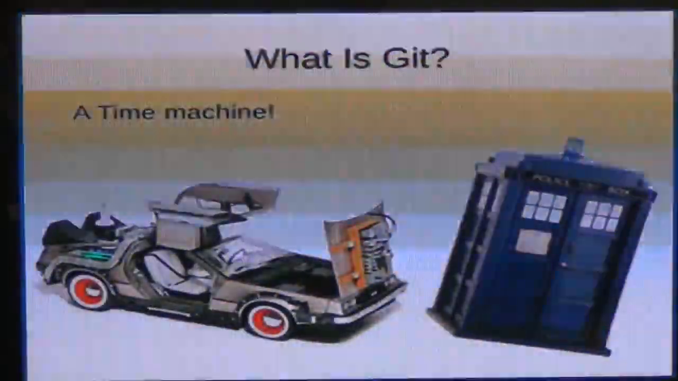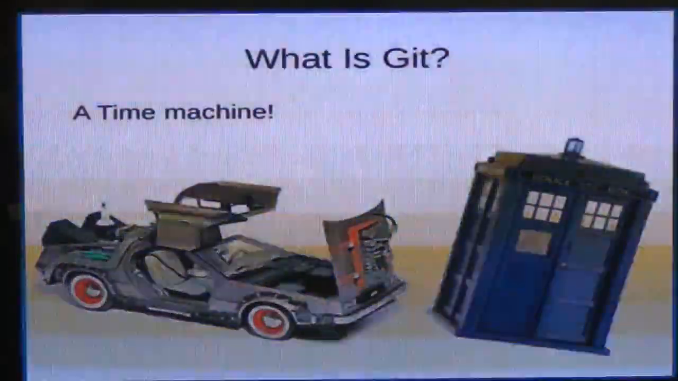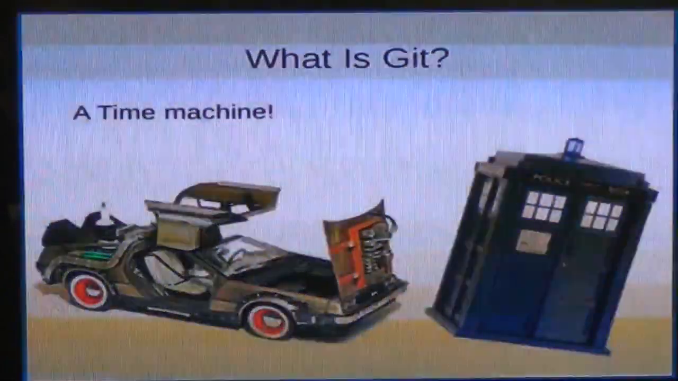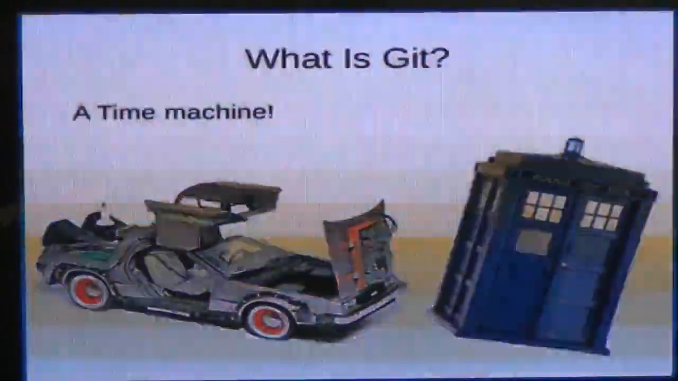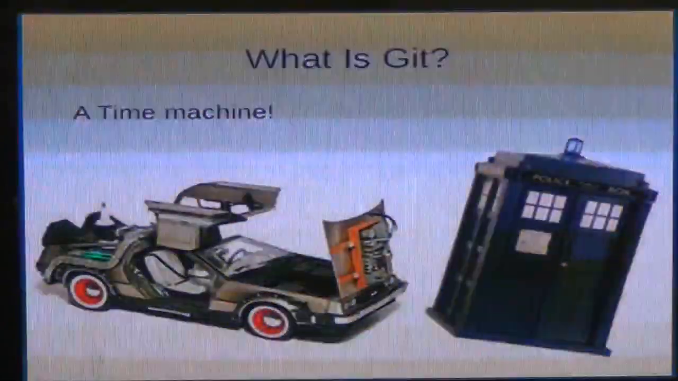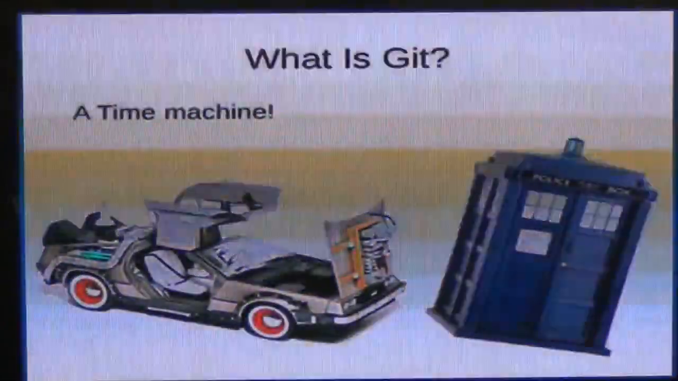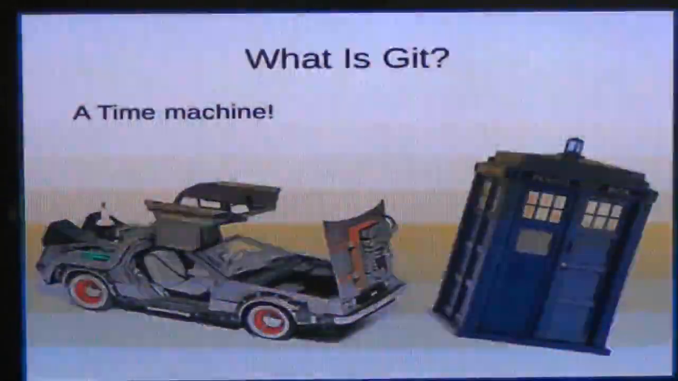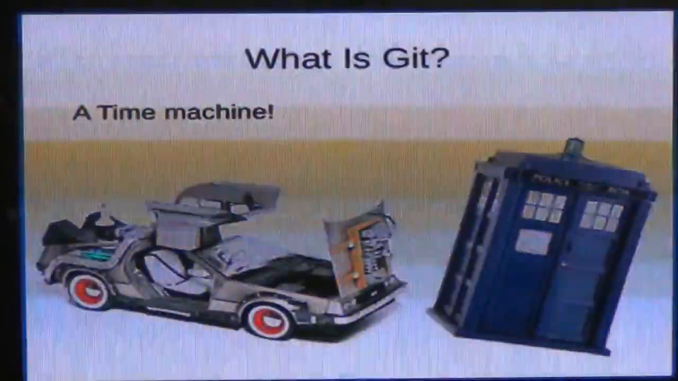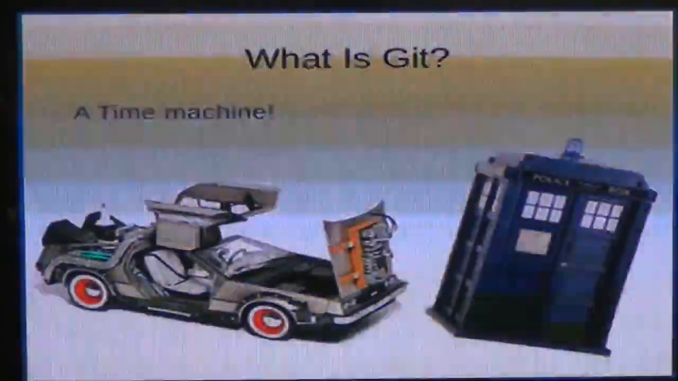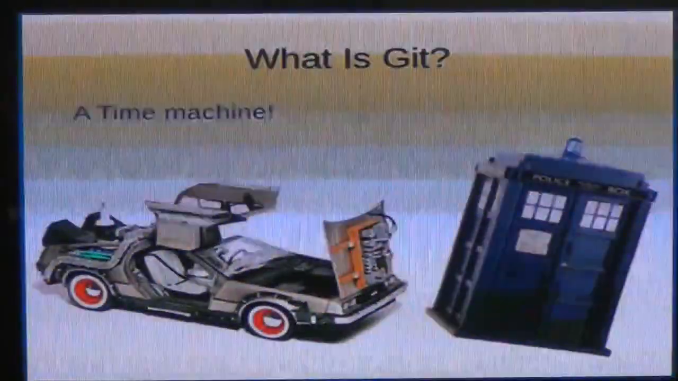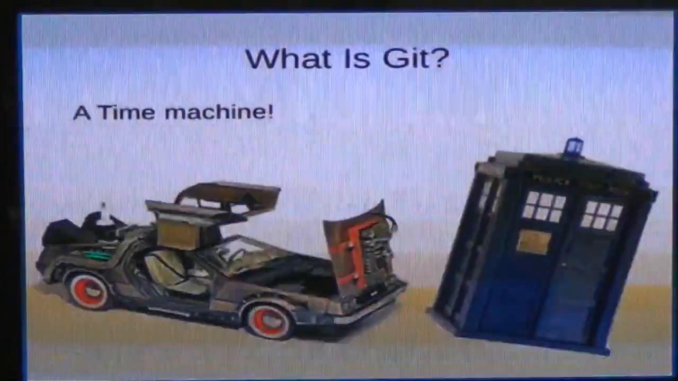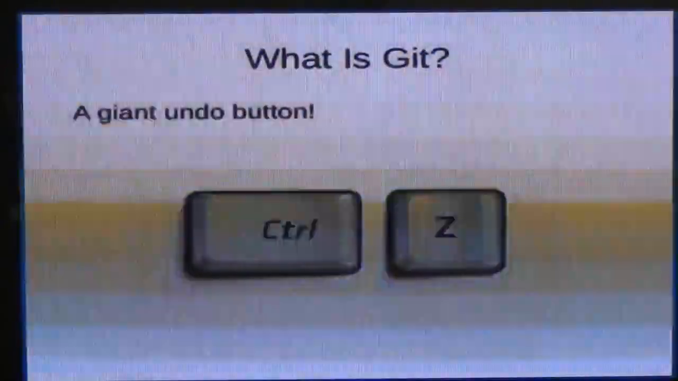So there is a kind of joke that Git is a time machine, and it's true, because as I've already told, you can go back in time. You can't go into the future, unfortunately. But I'm a control freak. So for me, it's really important to have all my versions, all my files somewhere. So that's why it's good, and it's a time machine.